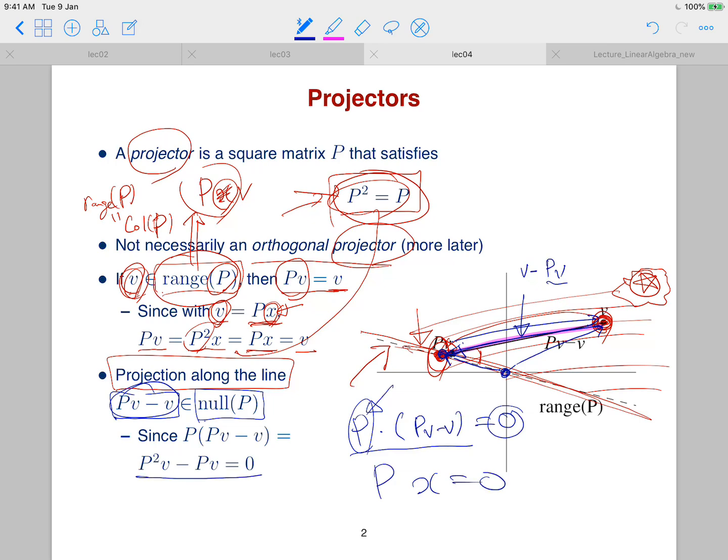And yes, the proof is simple. Okay, the time's up. So let's continue next time with the rest of the story about this projection. Okay, thank you very much.